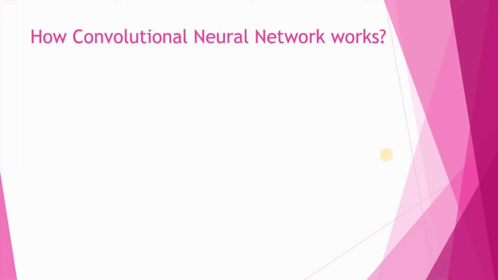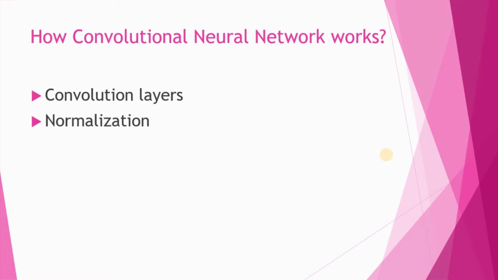Now guys, let me explain how convolutional neural network works. This is a very important topic, and there are mainly 4 steps: convolution layer, then normalization, then pooling, and then fully connected. So let me explain this one by one very clearly. So first is the convolution layer.